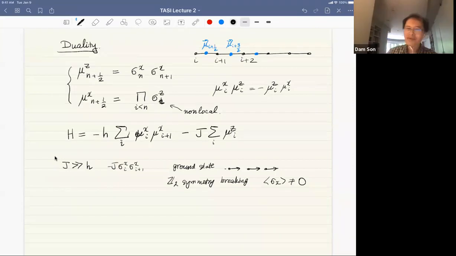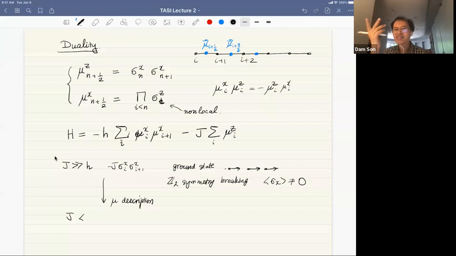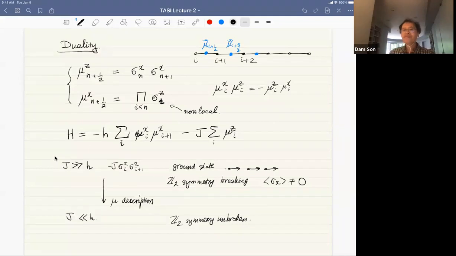This is in one description, in our original description, but what happens if you go to the mu description? In the mu description, obviously j is now the new j, because j and h are exchanged in the new description. j is much smaller than h. And here, the new phase is a phase which we should associate with the phase where Z2 symmetry is unbroken. So it is the strange thing here that the duality maps a Z2 broken phase in one description to a Z2 unbroken phase in the other description.